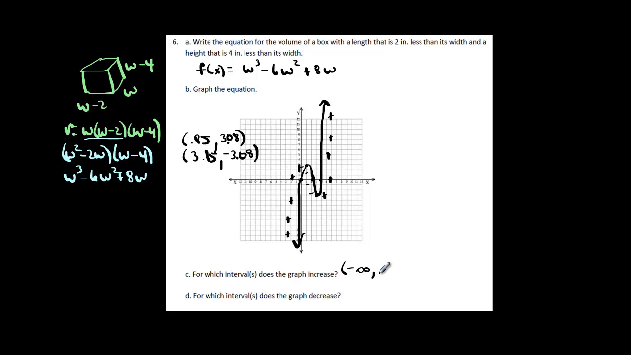And from this x value, which was 3.15, to positive infinity. Where it decreases is from that x value to that x value. So from 0.85 to 3.15. And you're done.